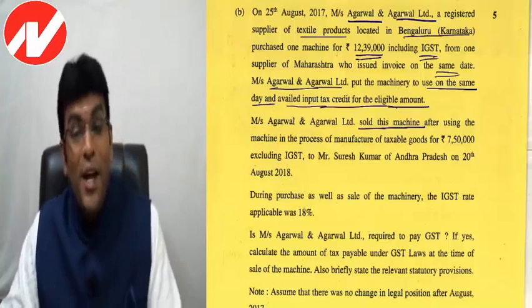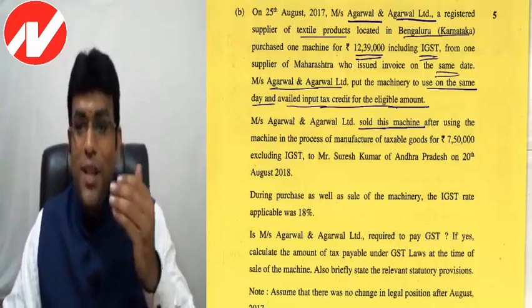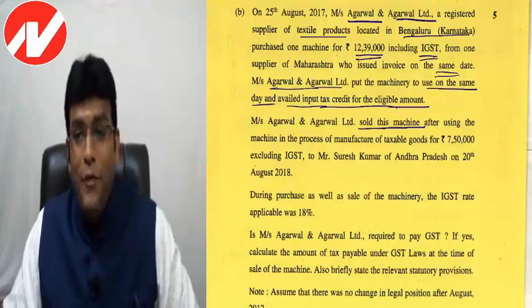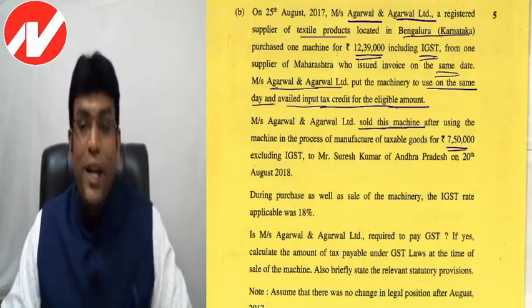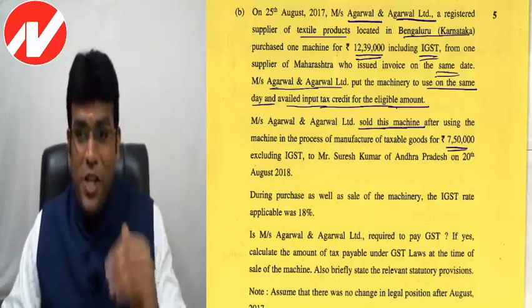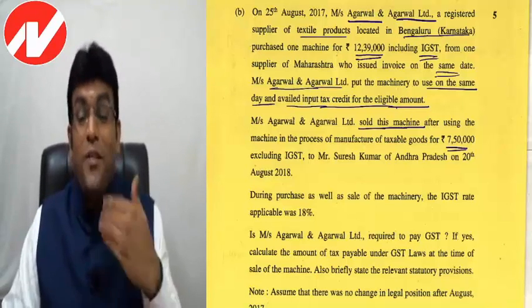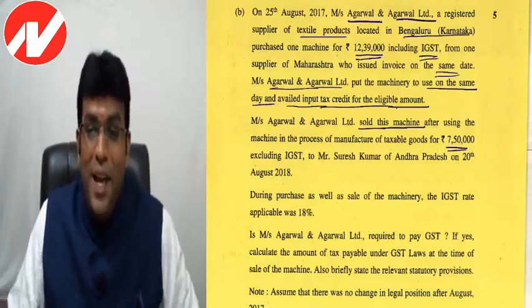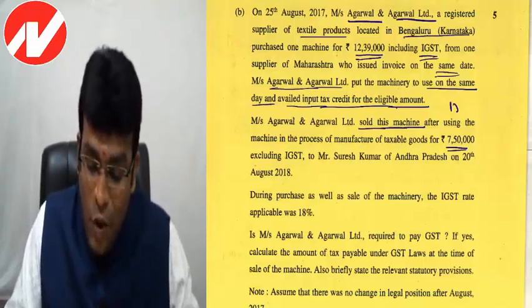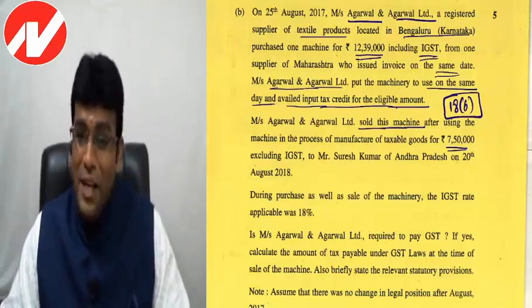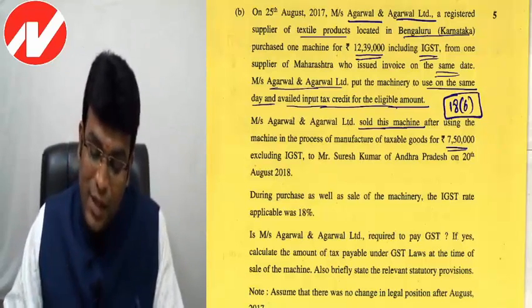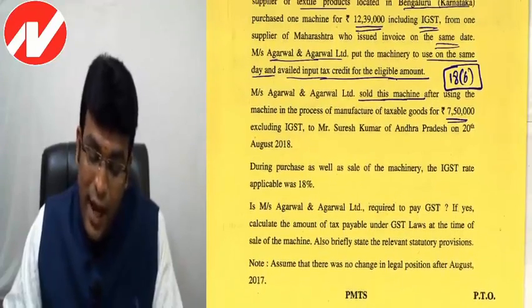What they have done, sir? Sold this machine after using the machine in the process of manufacture of taxable goods. For what value they sold, sir? 7,50,000. So let me tell you, whenever a machine on which we have taken input tax credit is sold like this, we have got one brilliant section called section 18(6). Come on. During the purchase as well as sale, IGST rate is 18%.